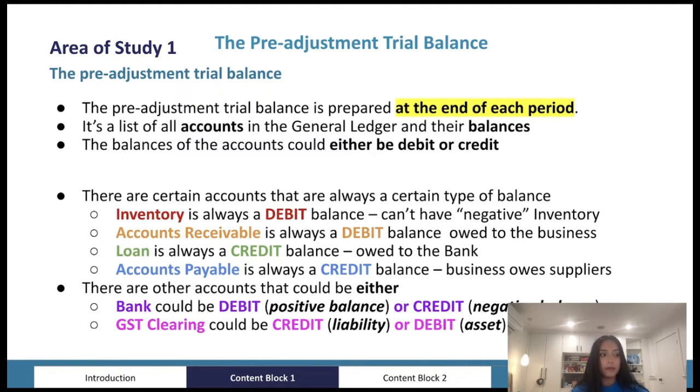So this includes bank because the business could have a positive bank balance or a negative bank balance. And then another example is GST clearing, which we just went over. So obviously GST clearing can either be a liability or an asset, and so therefore it's possible for it to have a credit or a debit balance.